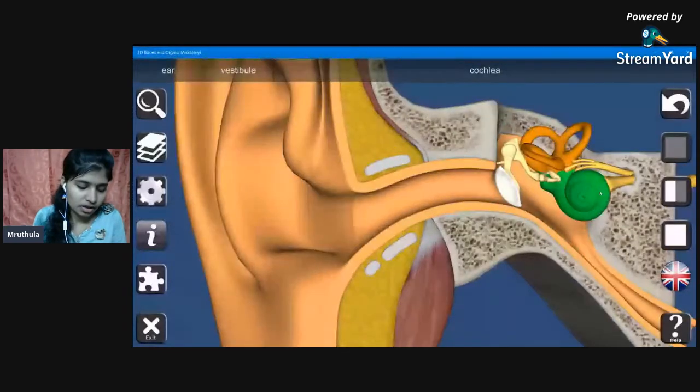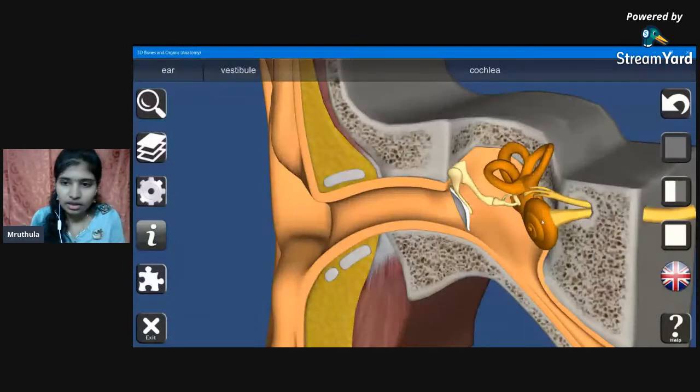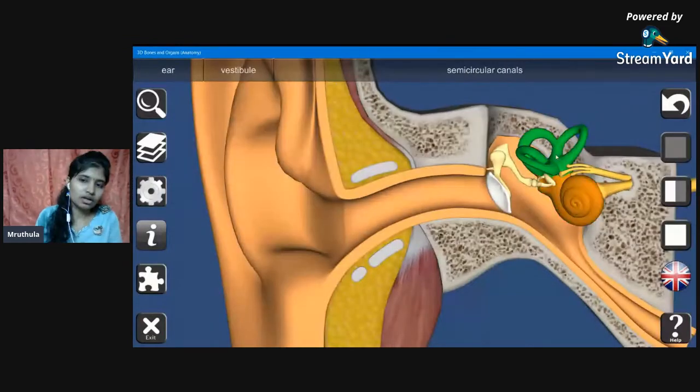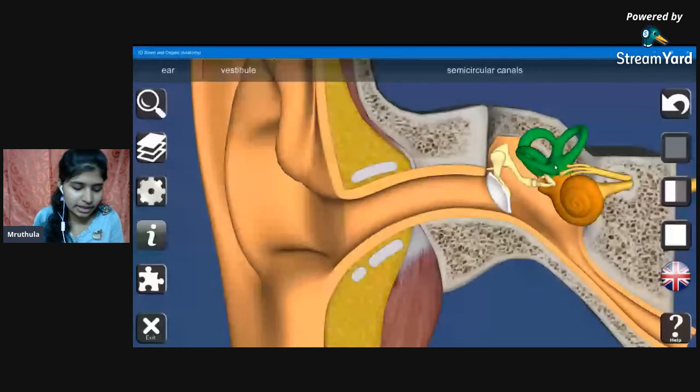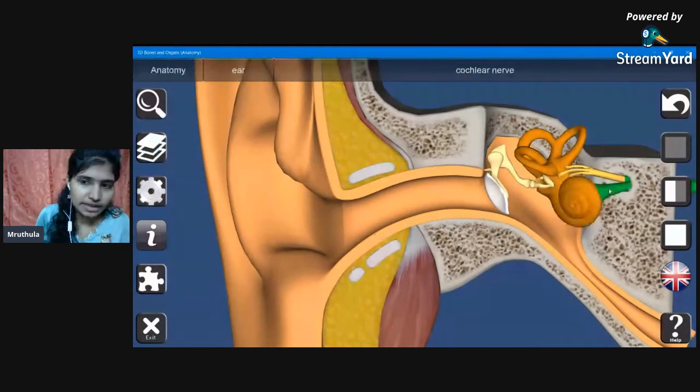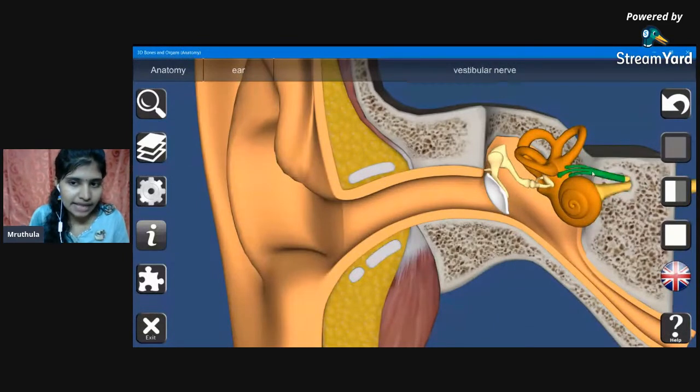Now in the inner ear, we have the cochlea, this green highlighted portion. This is the semicircular canal, and also in between the semicircular canal and the cochlea, we have the saccule and the utricle. Together they form the vestibule. Can you name the nerve that you are seeing on the screen now? That is, can you name the nerve that is arising from the semicircular ducts, saccule, and the utricle? What nerve is that?